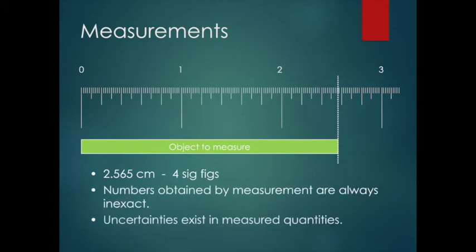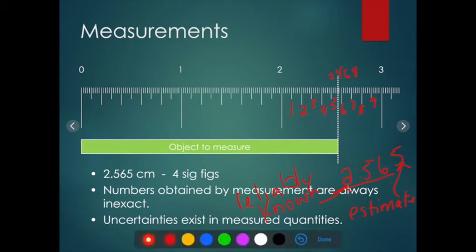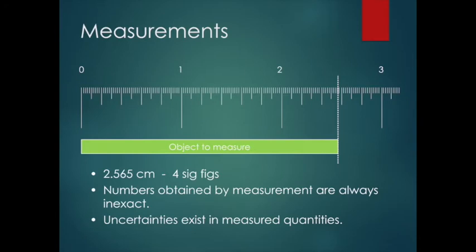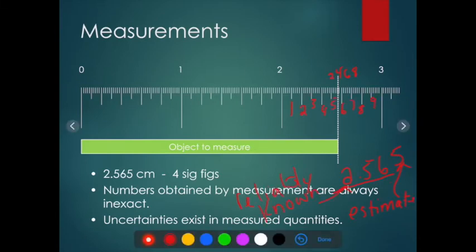Okay, so it says uncertainties exist in measured quantities. So let me show you what I mean by that. Whoops. Not sure how to do that again without bringing that up. Let's try this.